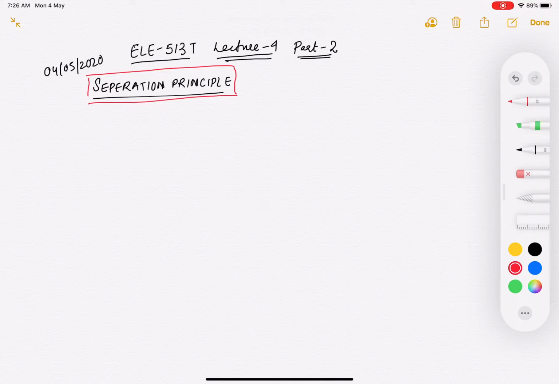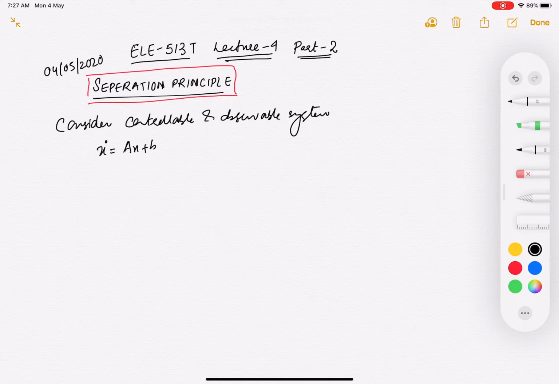Now consider that you have a controllable and an observable system which is given by x dot is equal to Ax plus Bu, y is equal to Cx. Assume that you have designed a state feedback law given by u is equal to minus Kx for the system.